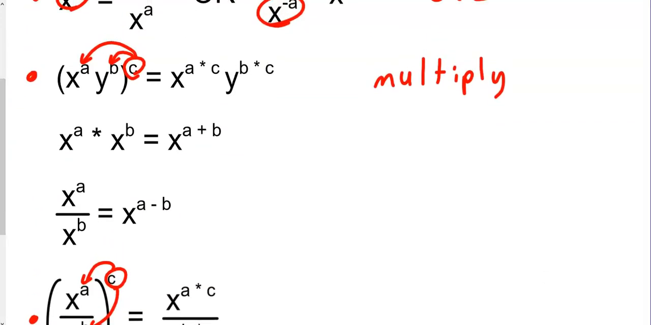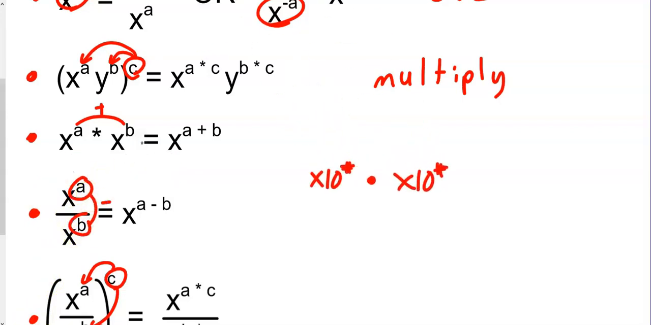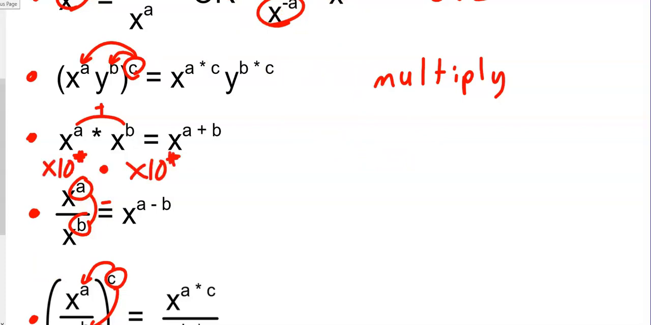And then the last two properties, you actually worked with these two properties when we were doing scientific notation. When we had times 10 to a number, and we were multiplying that by times 10 to a number, you are actually adding those exponents, which is what was going on right here. These two get added. Okay? And just like when we were dividing scientific notation, we took those exponents and we subtracted them. Okay? So all these properties we've actually been using. Now we're just going to talk about them.